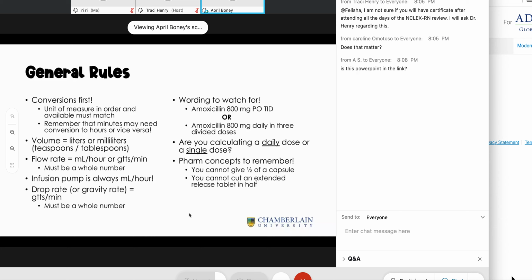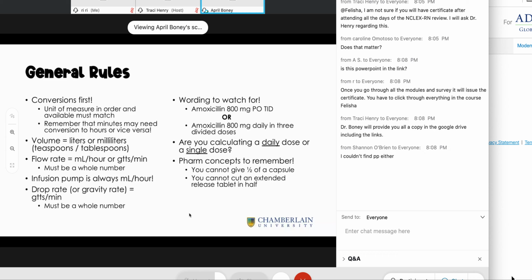Also keep in mind that it's the same way with minutes and hours. So if your order is a unit of measure to be delivered per minute, but yet your pump will only deliver it per hour, that doesn't match up. Likewise, if your order is per hour, but you're trying to do drops per minute, that doesn't match up. So everything has to match up in order for you to get the right answer. And we're going to do some practice.